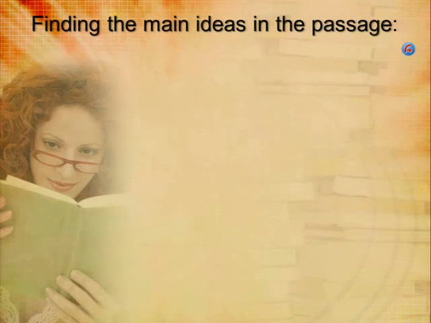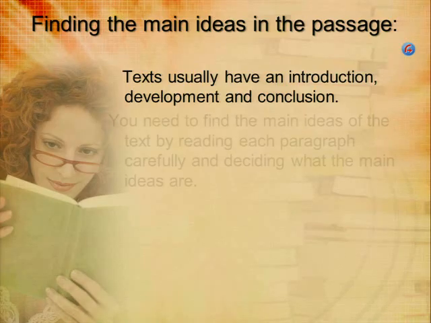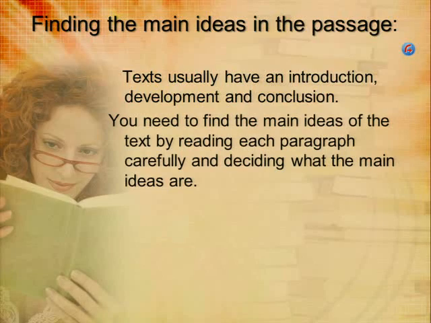Now you've read through the passage once, so you have a good idea what the passage is about. Then it will be a good idea to find the main ideas in the passage. And that's normally divided into the paragraphs. Go and take a look. What's the main idea in every paragraph? Now remember, a passage or a text will normally be divided into an introduction, the development, the body, and then the conclusion. Now find the main idea by looking at each paragraph. Read the paragraph and ask, what should I know?